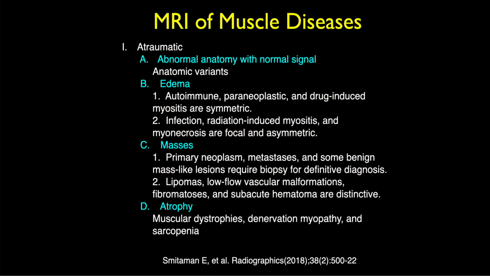And most of these we've kind of covered in the review of soft tissue masses. And maybe if we have time, I've got a bunch of other mass lectures, but we usually don't have time in the year to get to those. And then atrophy, muscular dystrophies, denervation, myopathy, and sarcopenia.